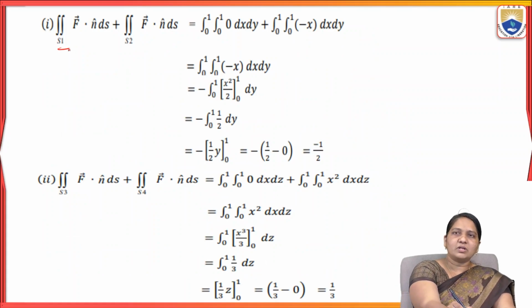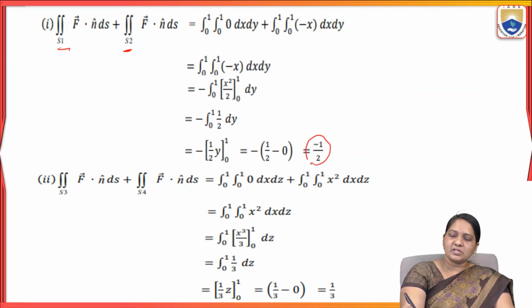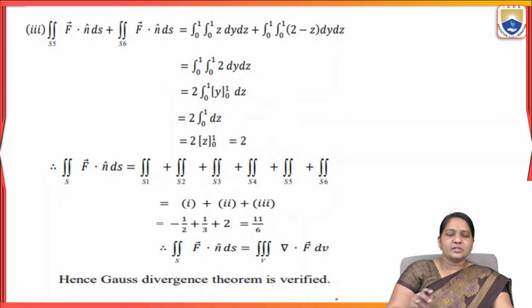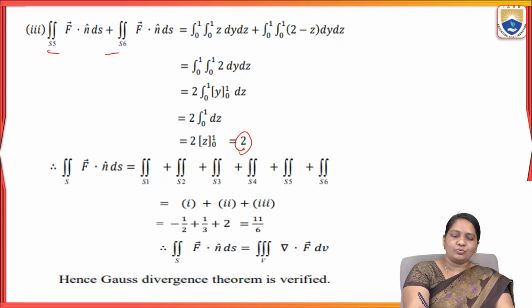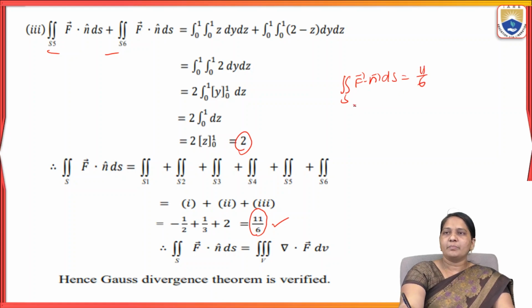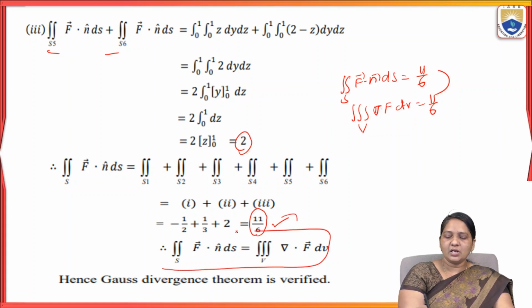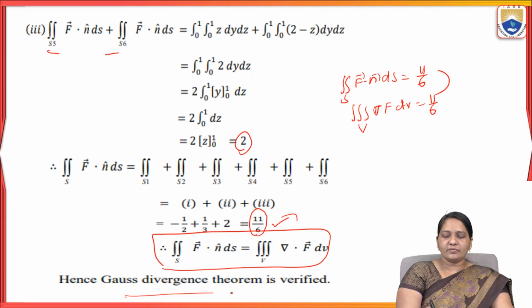For surface 1 and surface 2 we got minus 1 by 2, for surface 3 and surface 4 we got 1 by 3, and for surface 5 and surface 6 we got 2. When we add all these surfaces, we get 11 by 6. So the double integral of F dot n ds is 11 by 6. Before, in the RHS part, we also got the integral over v of del dot F dv as 11 by 6. These two values are equal, so we can say the theorem is verified.